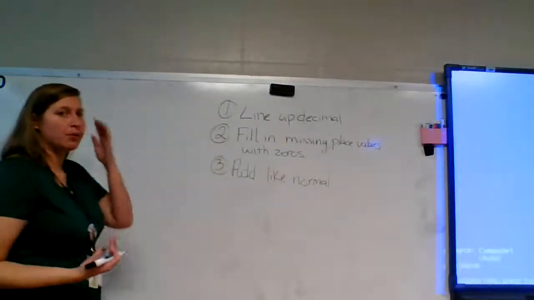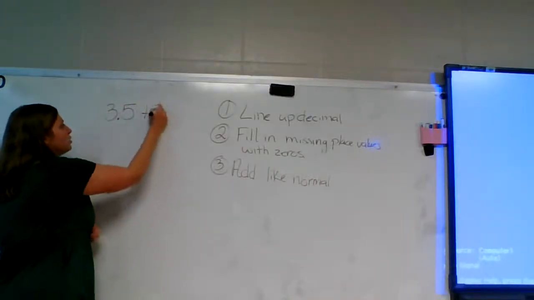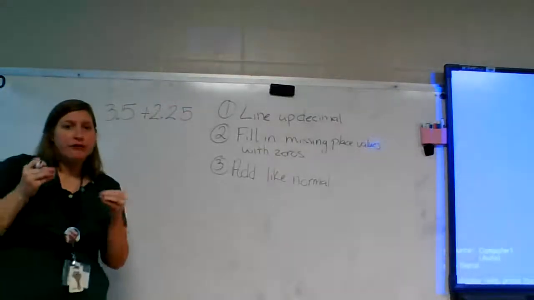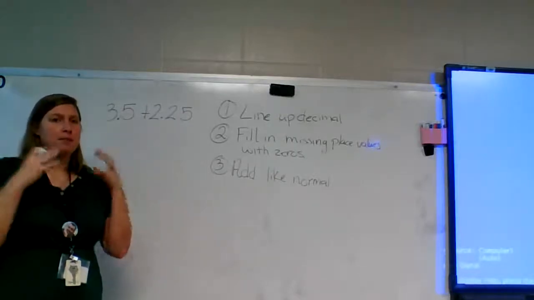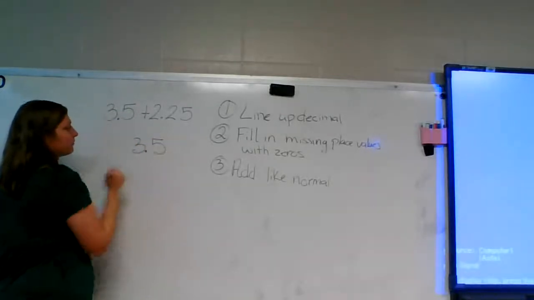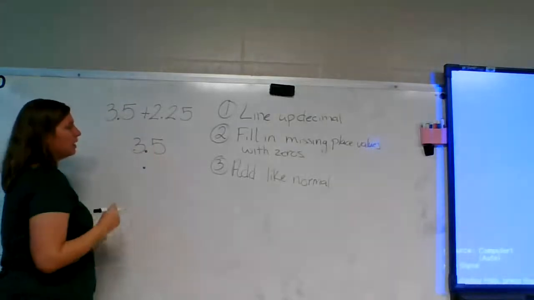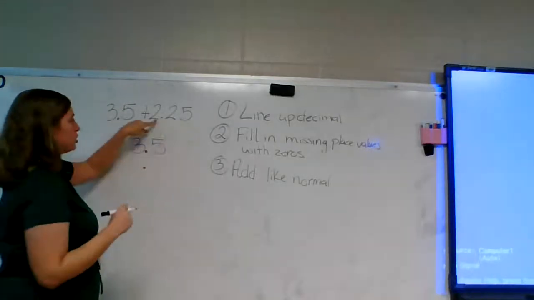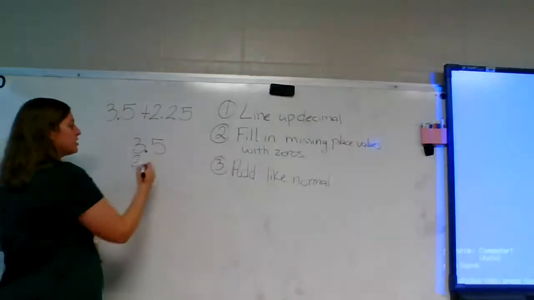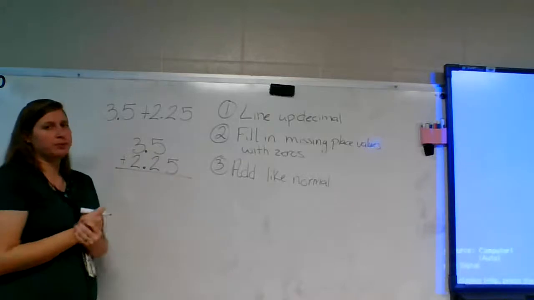Let's look at an example. We have 3 5/10 plus 2 25/100. The very first thing I want to do is write my top number. So I'm going to write the 3 5/10. I'm going to immediately put the decimal directly below it, and I'm going to fill in these numbers around it. The 2 is going to go under the 3 because it's to the left of the decimal. The 25 is going to go to the right of my decimal. And then I'm going to say that this is an addition problem.